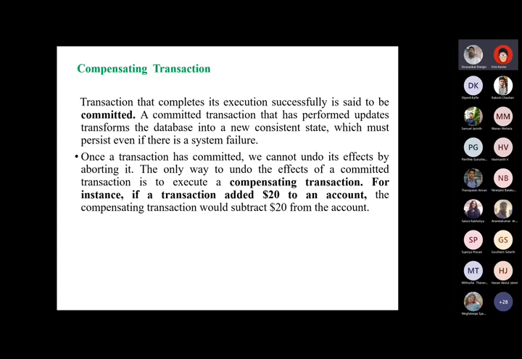For example, there was an error while transferring funds from one account to another. The end user has not received the funds, like in an ATM transfer, but the fund transfer has been entered in the log file. The only way to undo it is to run a compensating transaction. So if a transaction has added $20 to an account, by means of a compensating transaction we would run another transaction to subtract $20 from that account.